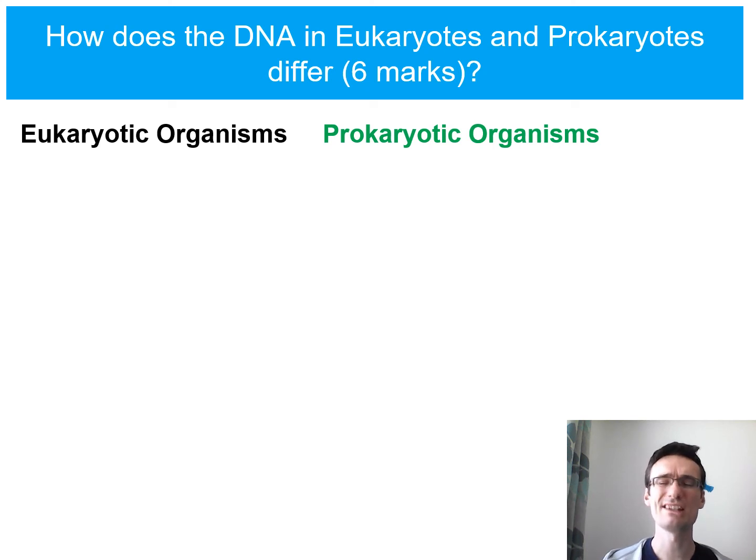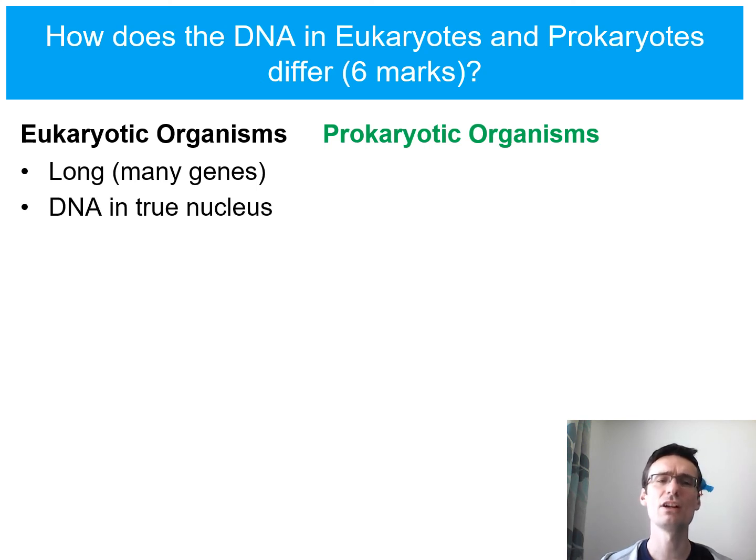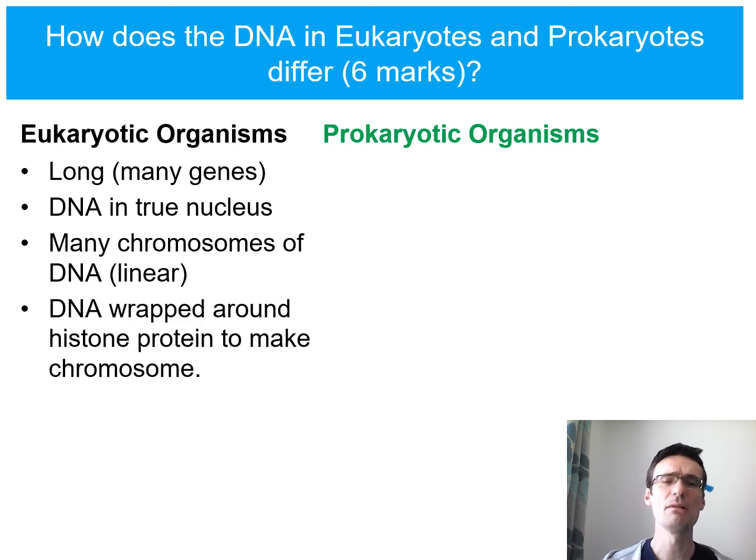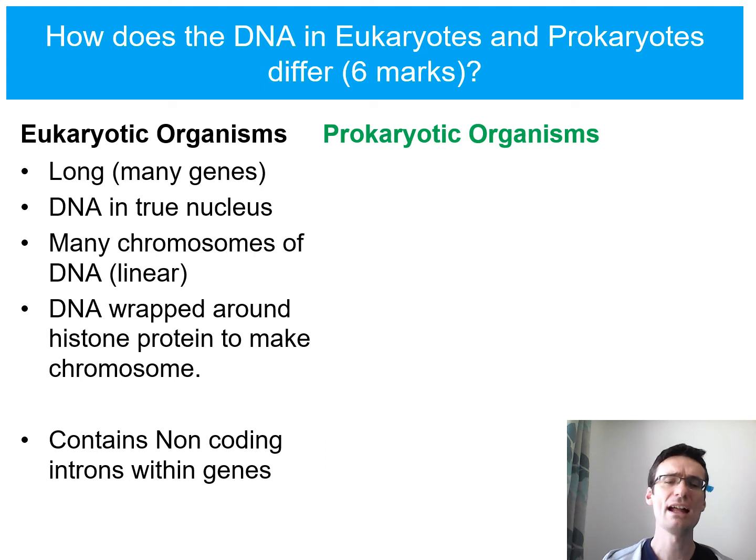The reason I want to show you this is just to remind you of the knowledge you already have about this. So in eukaryotes there are lots of genes, so it'd be a long structure. DNA is mainly in the nucleus in the eukaryotic cell. It's got lots of chromosomes, which are DNA associated with the histone protein, and it contains non-coding introns as opposed to exons, which you'll do later on.